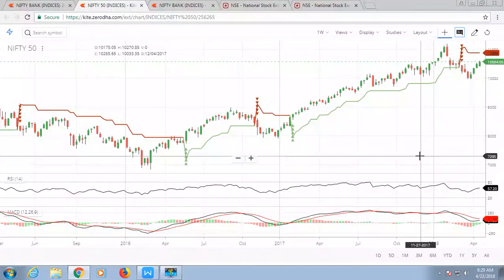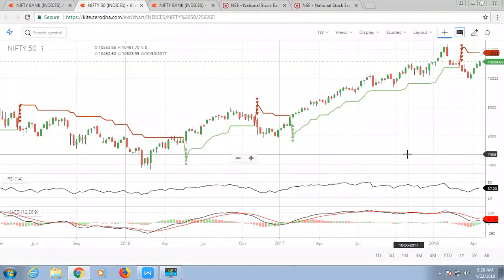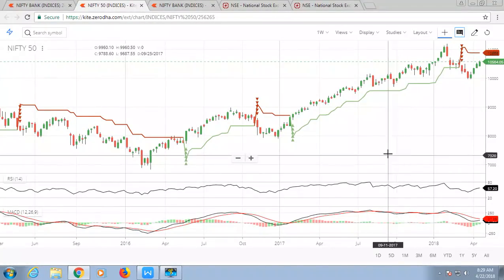And next week, which is starting from tomorrow, is the expiry week of the Nifty. If we check on the weekly chart, Nifty has gained 166 points. So we can say Nifty is gaining on a weekly basis.